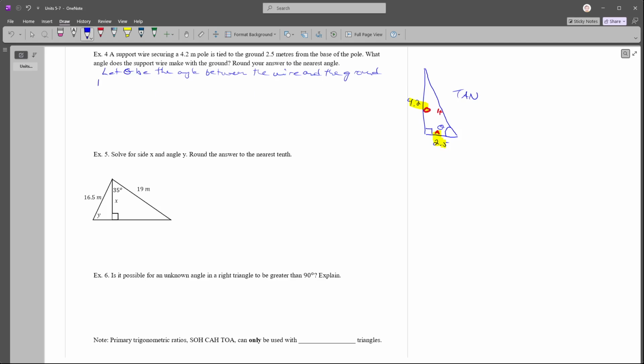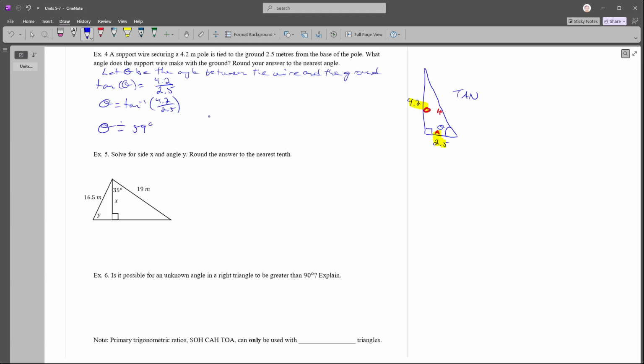Okay, so that means tan of angle theta is going to be equal to opposite, which is 4.2, divided by adjacent, which is 2.5. Okay, so what happens when we do this? We got to solve for theta. So that means theta is going to be equal to tan inverse of this value, 4.2 divided by 2.5. So we end up with an angle for theta of approximately 59 degrees. And that's all the question was asking for.